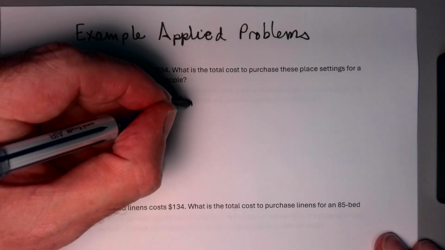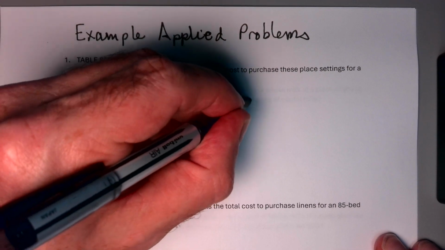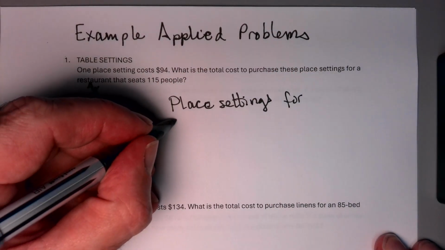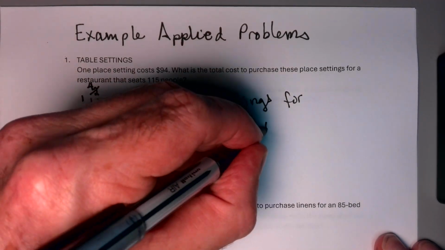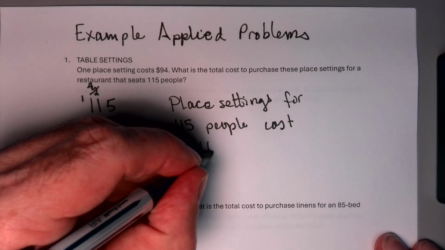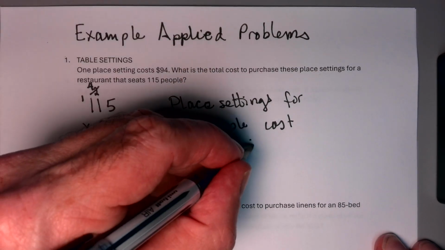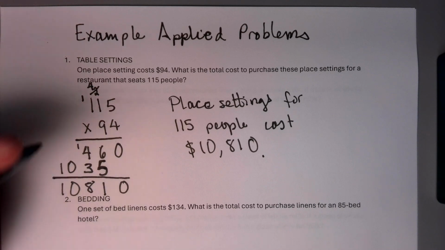So place settings for 115 people cost $10,810.